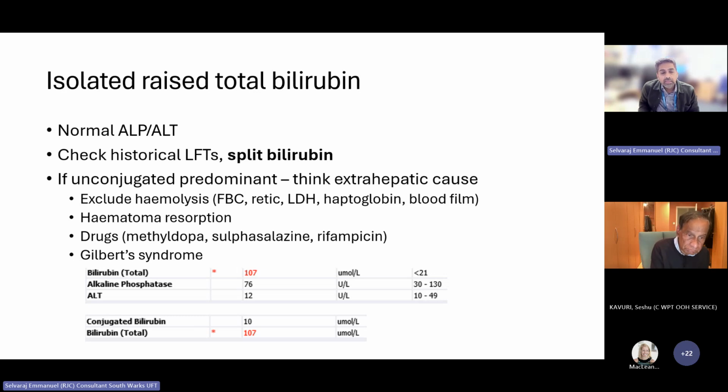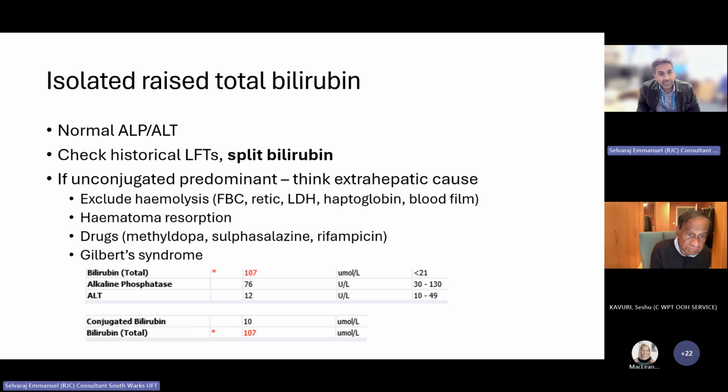And if it is unconjugated predominant, then we do have to think about causes outside the liver as well, because one of the functions of the liver is to conjugate the bilirubin, and conjugation is one of the processes that occurs in the liver. So if it's an unconjugated predominance, we're looking for hemolysis as one of the predominant causes. So if they have anemia, then I would add on haptoglobin and LDH, do a reticulocyte count and a blood film to look for any evidence of hemolysis.